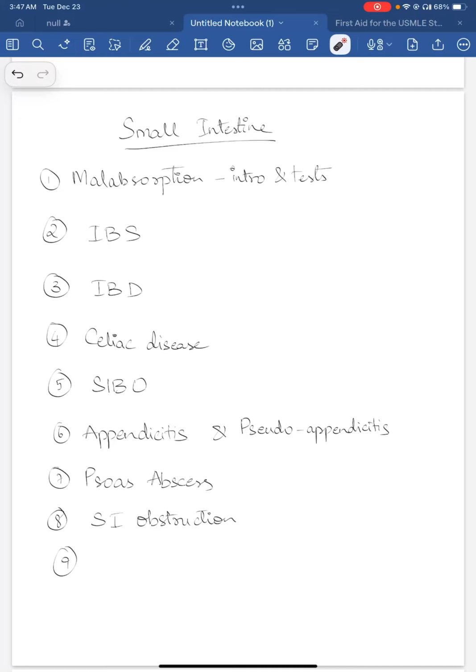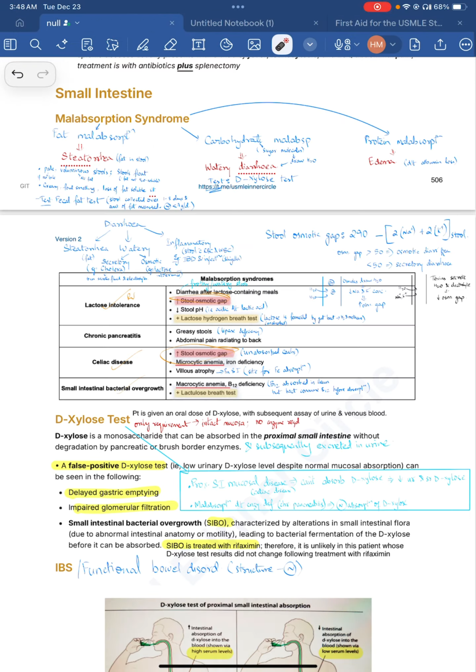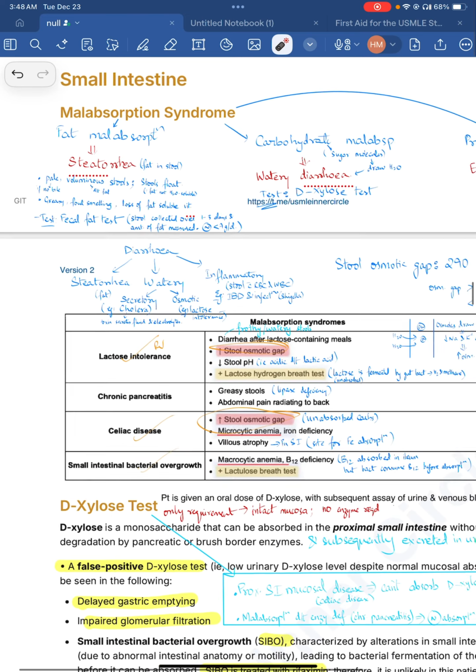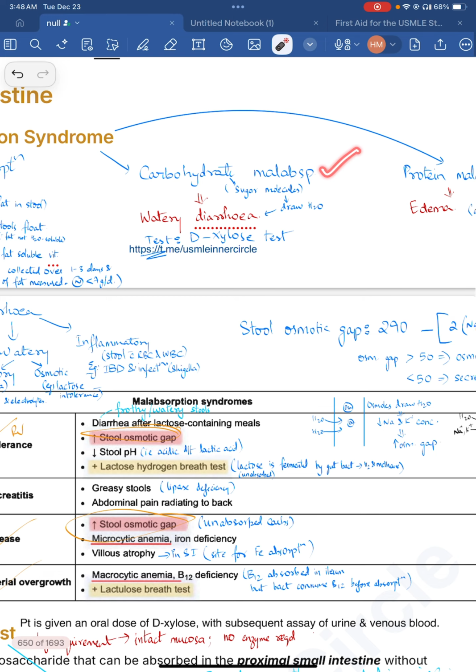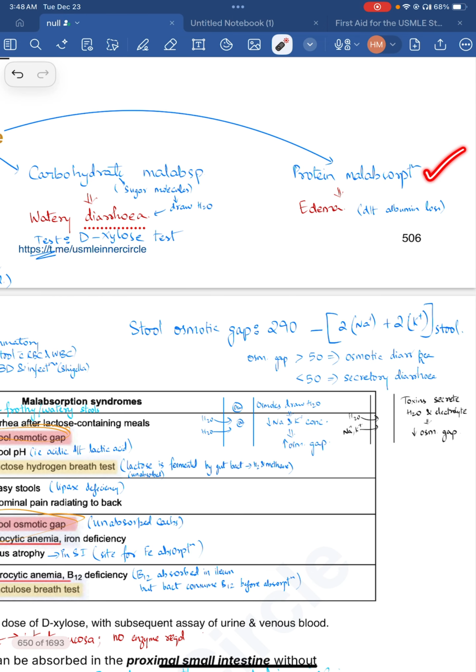Hello guys, in this module we will be talking about small intestinal pathologies. So first we'll start with malabsorption and then we are going to end with small intestine obstruction. What is malabsorption? Malabsorption is when your gut does not absorb something properly. So it might be divided into three types. The first one, fat malabsorption, carbohydrate malabsorption, and protein malabsorption.